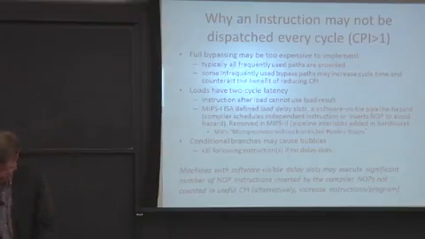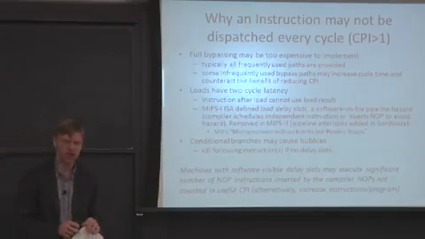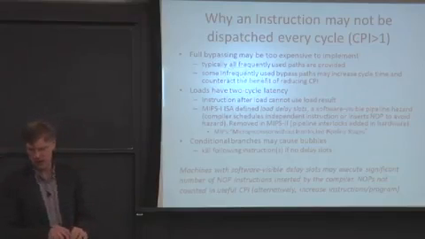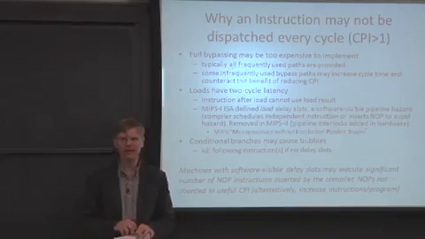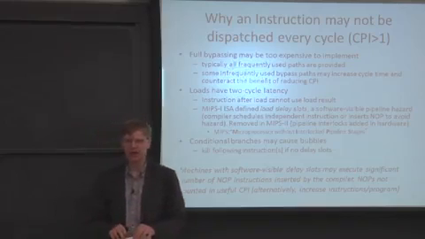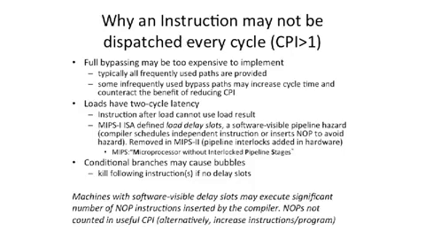OK, so we're almost to the end here of control hazards. Let's talk about why an instruction may not be dispatched every cycle. Well, let's think about forwarding and full bypassing. This is sometimes really expensive to add. If you're trying to bypass out of every location in your pipe, that may be expensive. So we may still want to stall in certain cases.